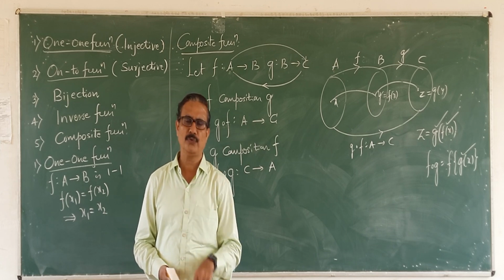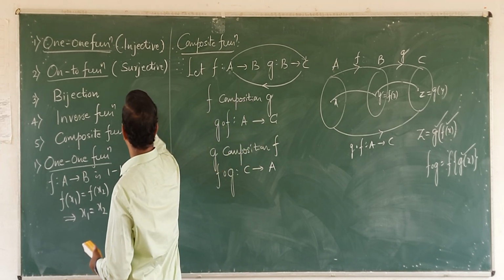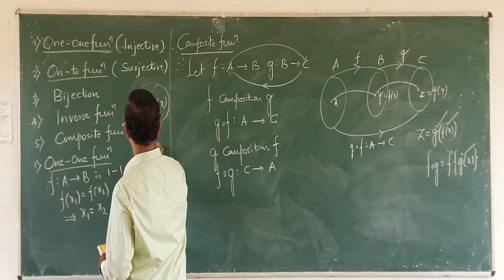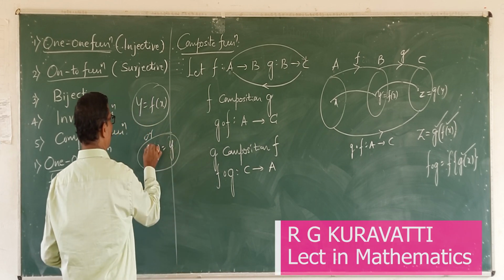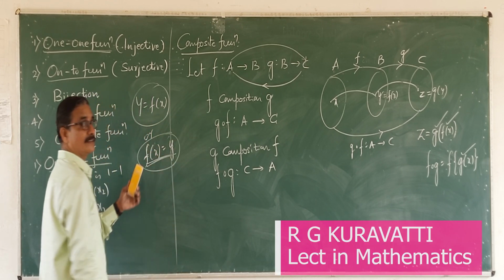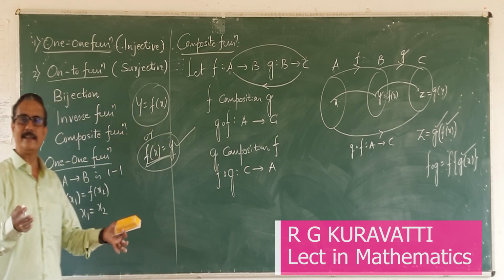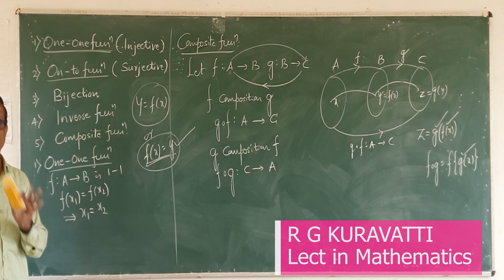Okay. Onto function: mathematically y is equal to f of x or f of x is equal to y. For domain is equal to range, then it is said to be onto function. If this condition is satisfied, it is said to be onto function. Onto means codomain is equal to range.